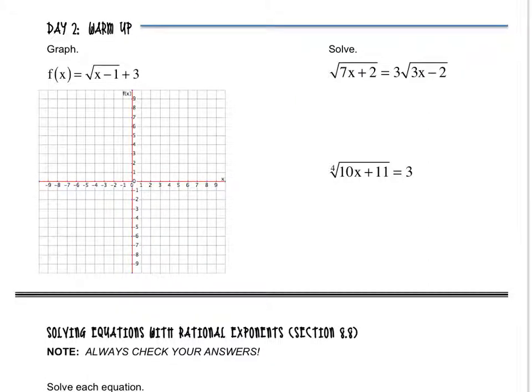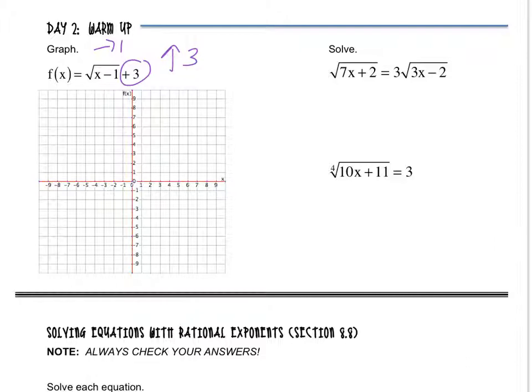Okay, today for your warm-up, you had to graph. And remember yesterday we talked about the different function movements. So in this example number 1, we have to make sure that we know that this -1 under the square root tells us that it's a horizontal shift to the right 1, and this +3 tells me I'm going up, a vertical shift up 3.